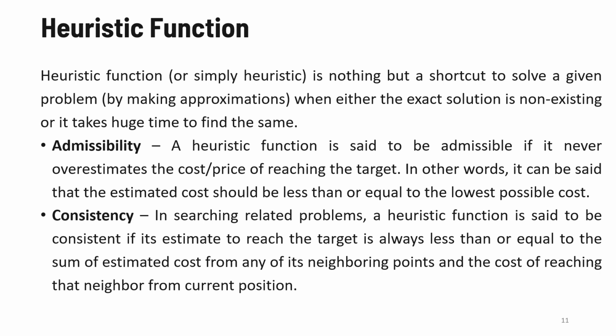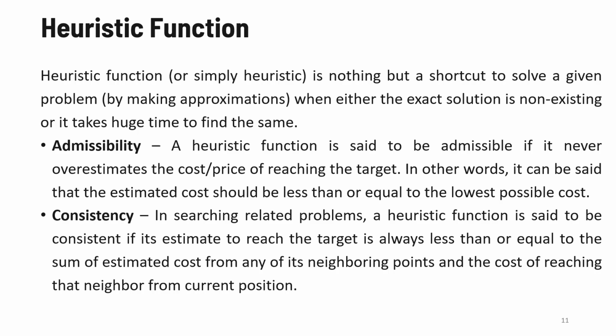Admissibility: a heuristic function is said to be admissible if it never overestimates the actual minimum cost required to reach the goal. Mathematically, it can be represented as h of n less than or equal to h star of n, where h of n is the estimated cost and h star of n is the actual minimum cost to reach the goal. This can be used in Google Maps.